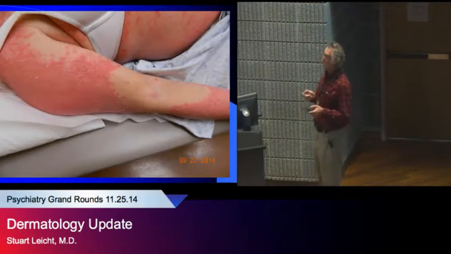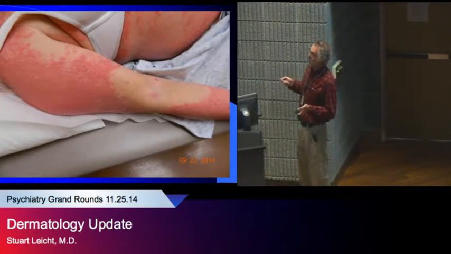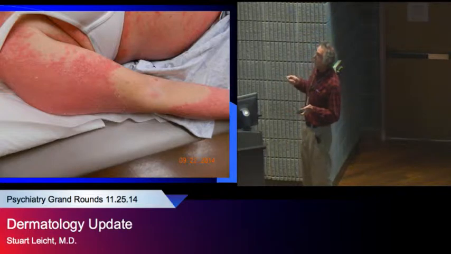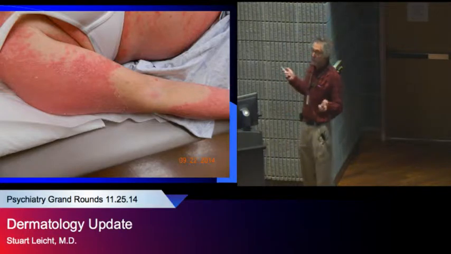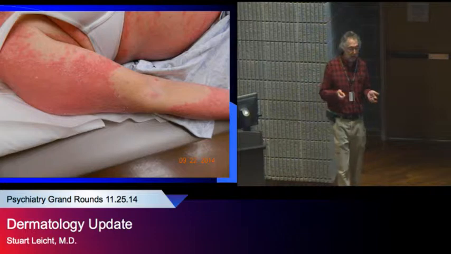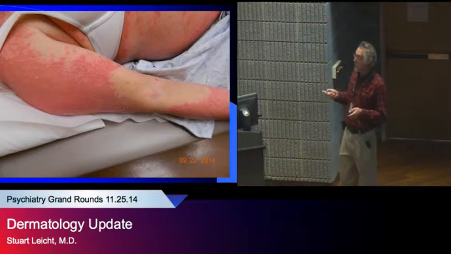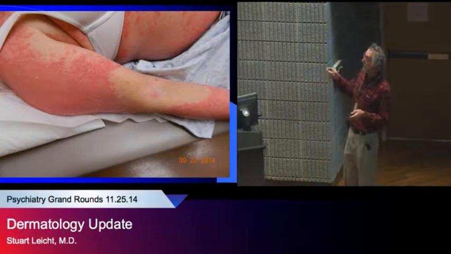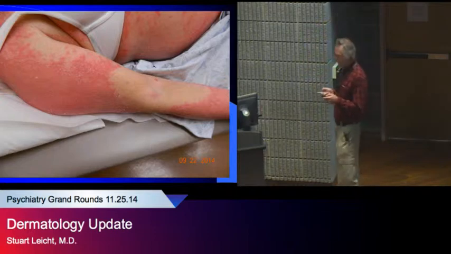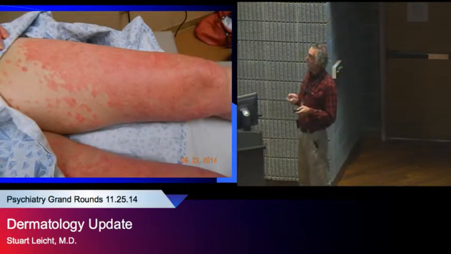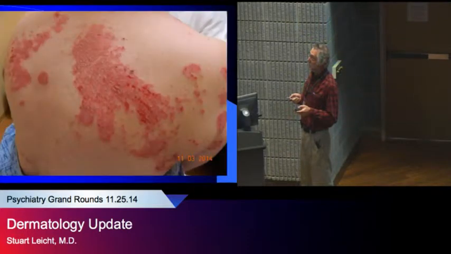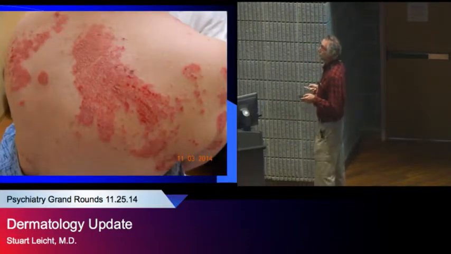So this would be an example of that, where you can see it may look a little bit like psoriasis, but it doesn't have that thick, well-demarcated scale, even though there's no treatment. It's desquamating. It's patchy. It's more diffuse. It really doesn't have that appearance. Another example on the same patient. And yet another example.